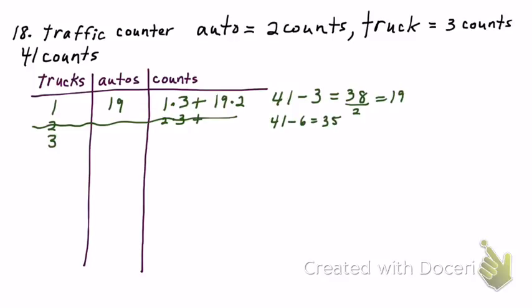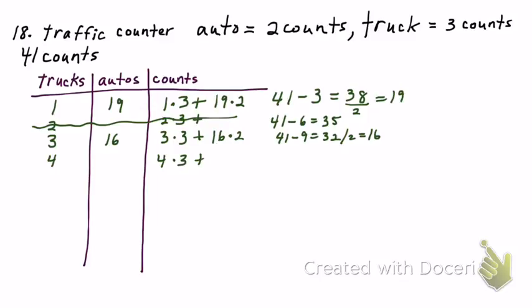So let's try 3 trucks. So it'll be 3 times 3, so we need to take 9 from 41. So we need 32 counts from the cars, so divide by 2, and so we're going to need 16 counts there. And again, you could take 3 times 3 plus 16 times 2, 9 plus 32, that is 41, so it does work. Let's move on to 4 trucks.